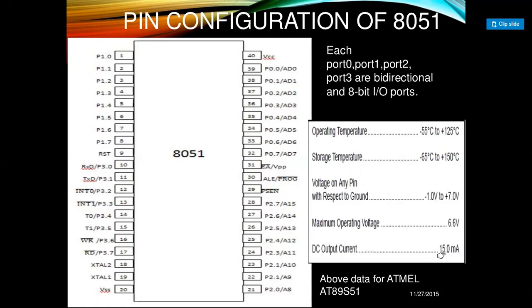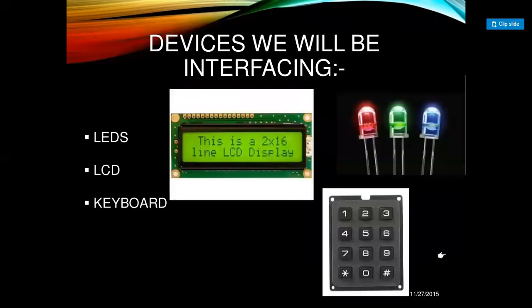So each port 0, 1, 2, 3 is a bidirectional 8-bit input output port, and the IC's operating temperature is minus 55 to 125 degrees Celsius. Storage temperature is minus 65 degrees Celsius to 150 degrees Celsius. Maximum operating range: output current is 15 milliampere, and voltage on any pin with respect to ground is minus 1 volt to 7 volt. So the devices we will be interfacing are LED, LCD, and keyboard.